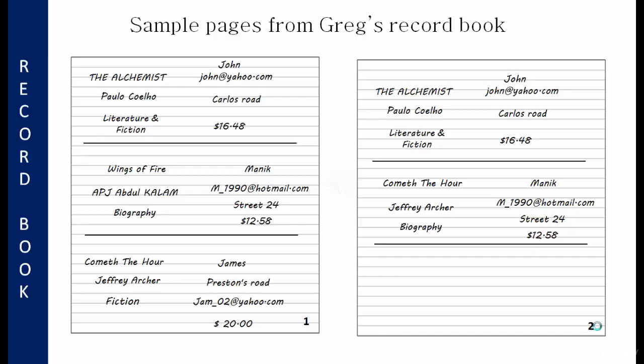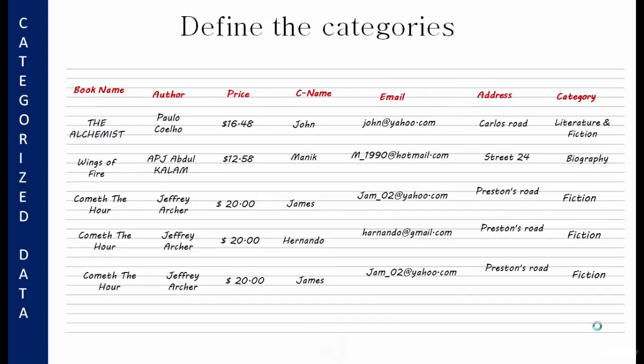These are some sample pages we have taken from Greg's record book. If you see, Greg and team are managing records like name, author, category, and price of books, as well as the name of the customer. So before getting started with the database, we need to categorize the data of the record book, and the same categorization can help us in providing the names of our database columns. So this is how we have categorized the record book data.